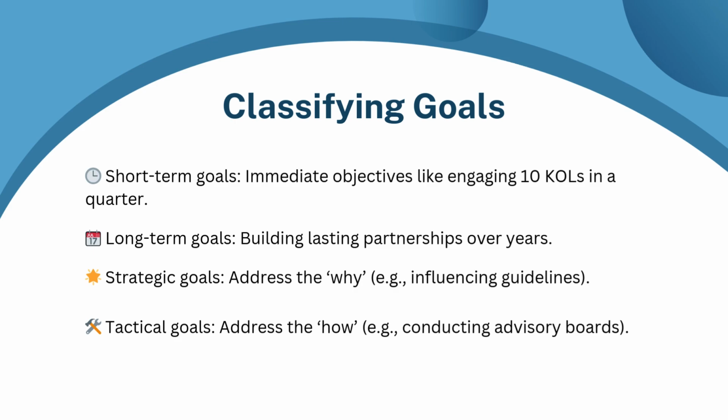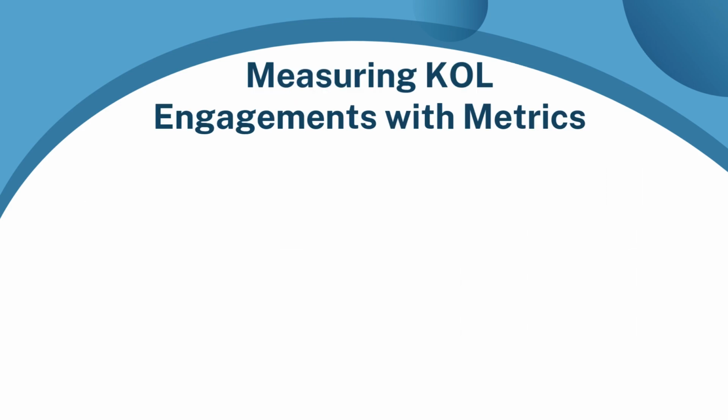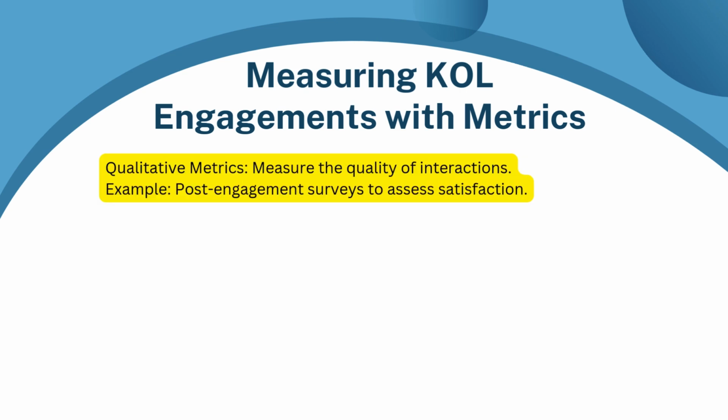Once you've set your goals, how do you measure them? Medical affairs teams can use 4 types of metrics to evaluate their effectiveness. Qualitative metrics. Focus on the quality of interactions. For example, use post-engagement surveys to assess KOL satisfaction. Measure the relevance of topics discussed through feedback.